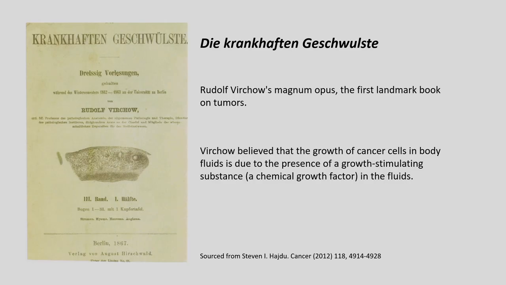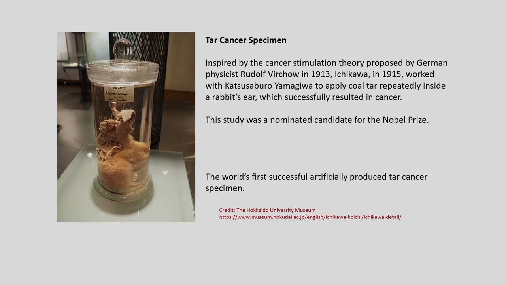This is an important fact that we need to discuss before we move on to discuss cancer modeling in cells and animals. This is the magnum opus by Rudolf Virchow, Die krankhaften Geschwülste, and this is the first landmark book on tumors. Virchow believed that the growth of cancer cells in body fluids is due to the presence of a growth stimulating substance or a chemical growth factor which exists in the fluids. So these are some of the important concepts and factual developments regarding the understanding of cancer.